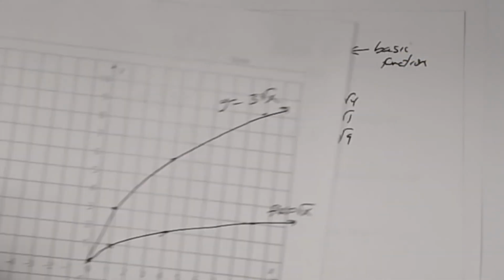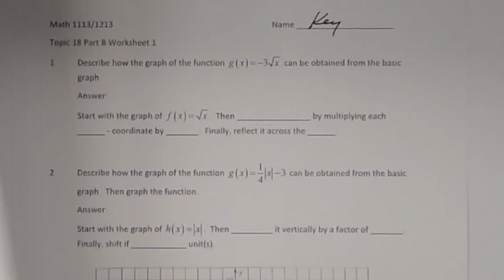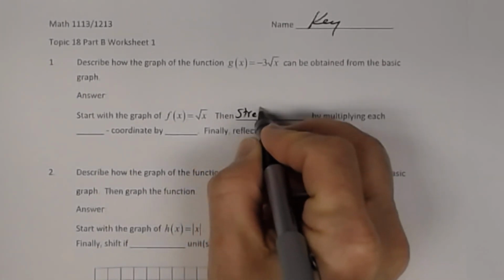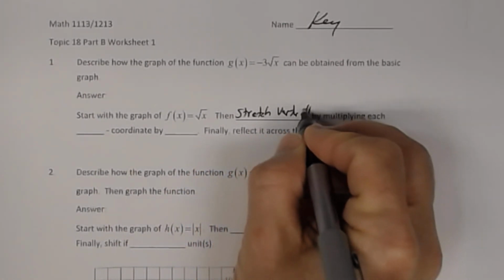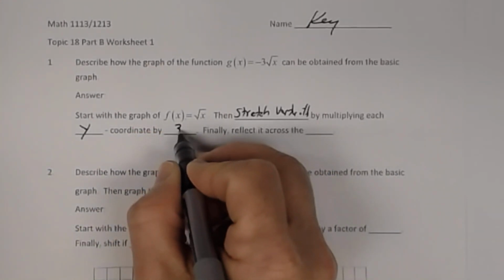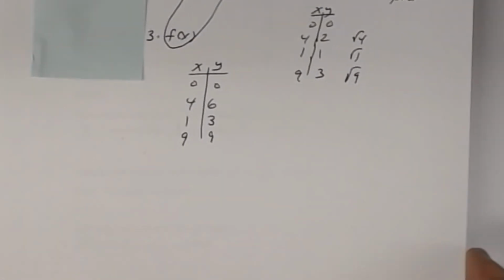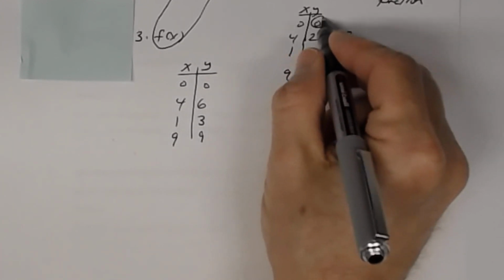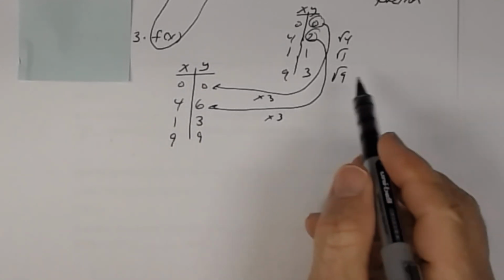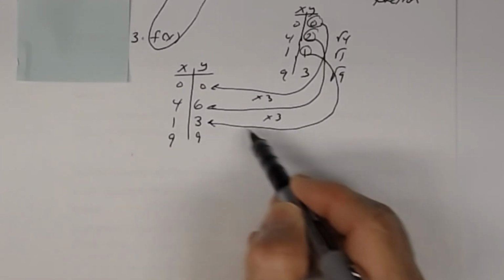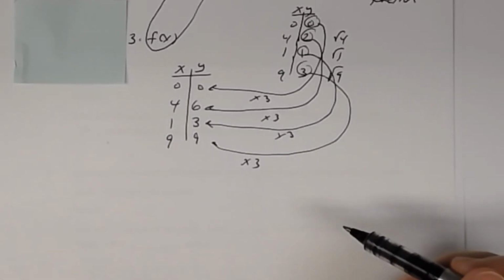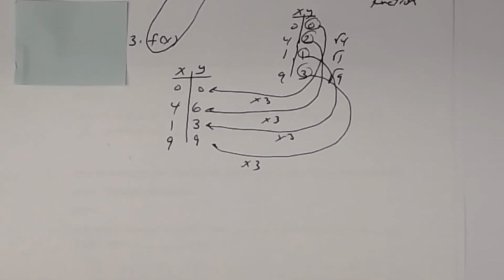All right, so when we do this part here, you're going to say, start with a graph of f of x, then stretch vertically by multiplying each y coordinate by 3. That's what that says, and that's what we did here, right? We took each of these y coordinates and multiplied by 3. Times 3, times 3, times 3, times 3. And that's how we get these. Okay? So that's what that number in front implies.